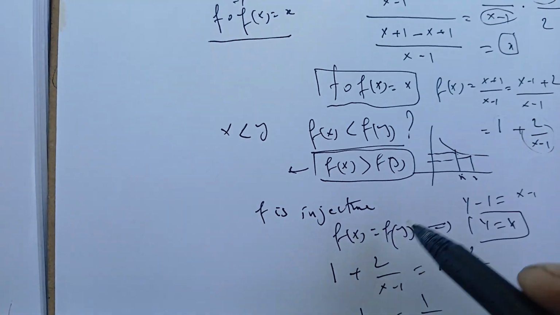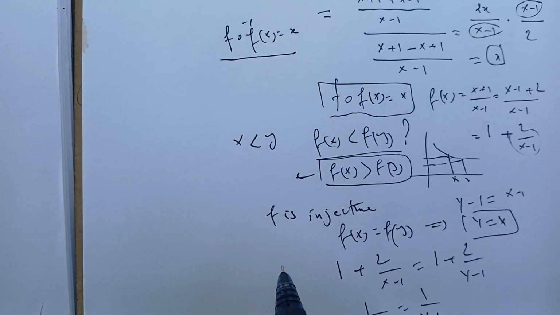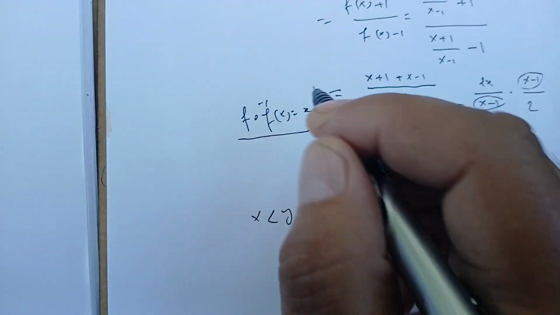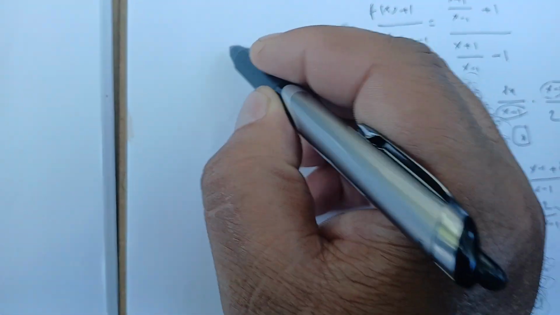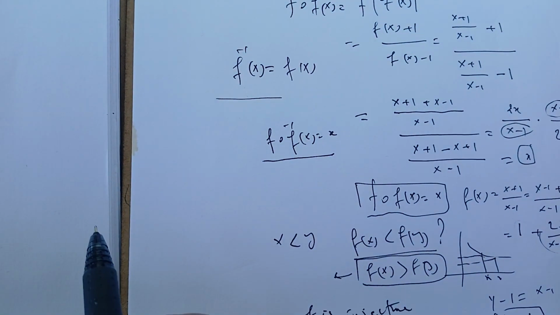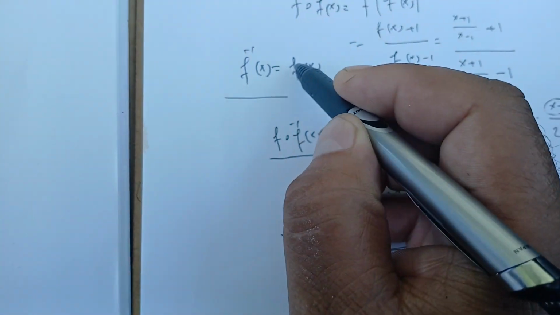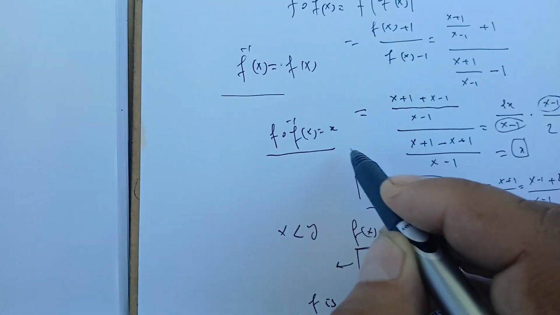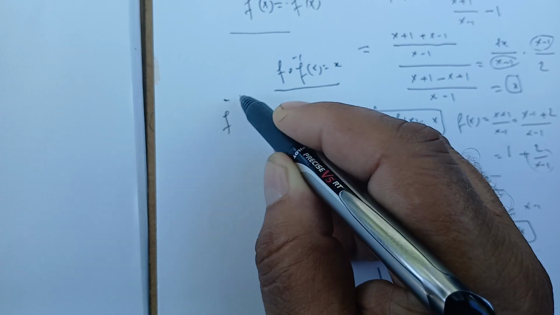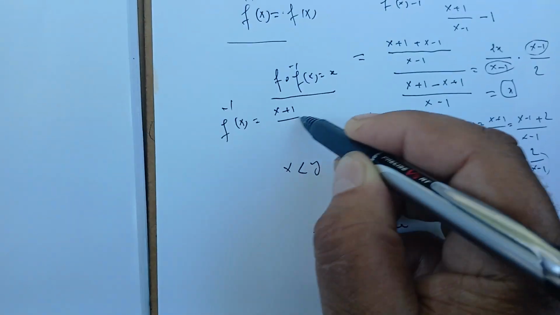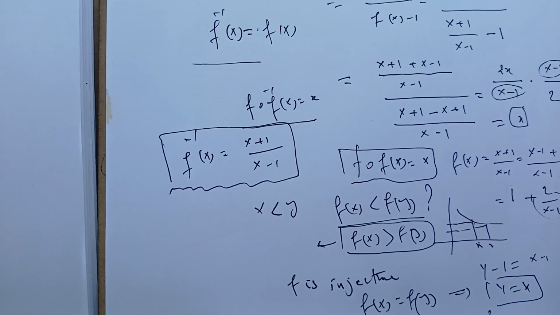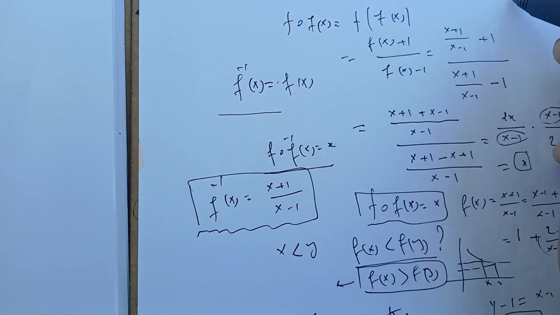Therefore, f is both injective and surjective. Therefore, it's a bijection. So from here, we conclude that the f inverse of x is just itself. Okay? Because once we compose here by f, we get x, and here we get x. So that means the f inverse of our function is just itself. Okay? And this proves our result that we need to find f inverse.